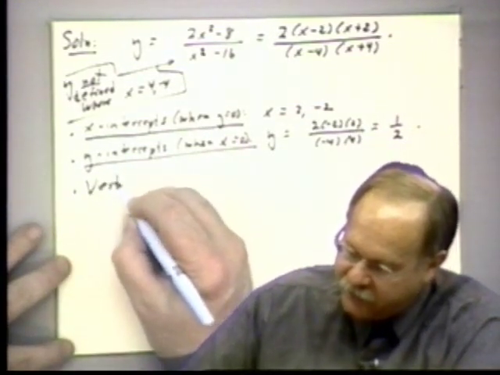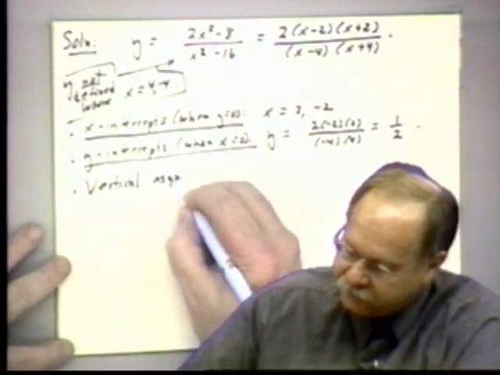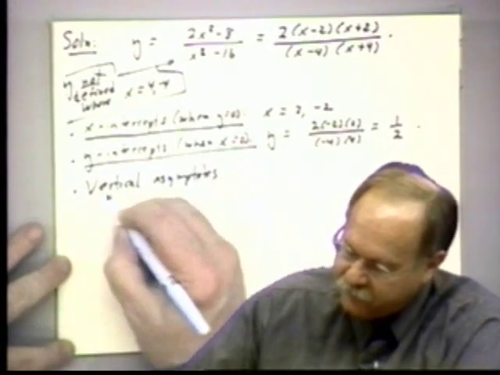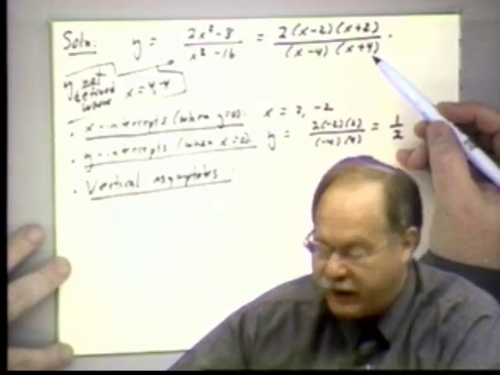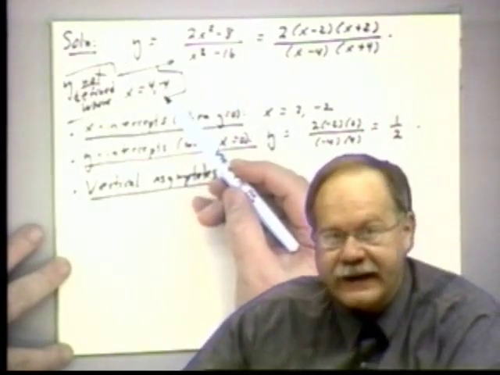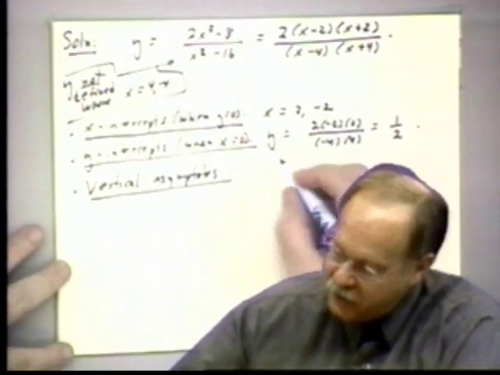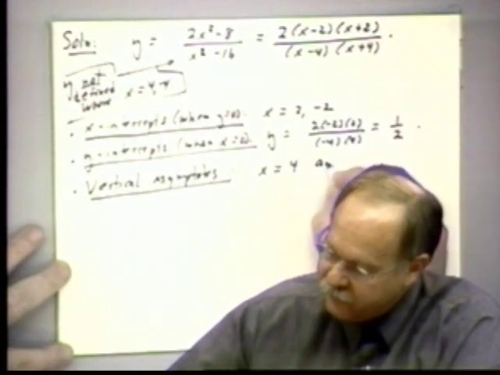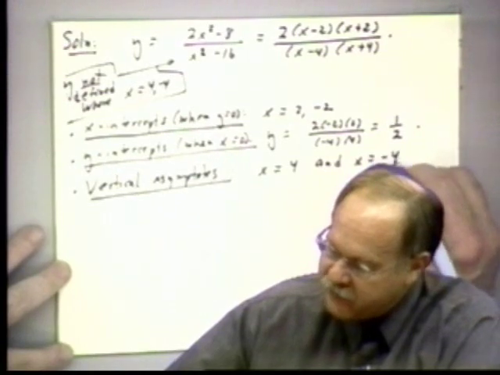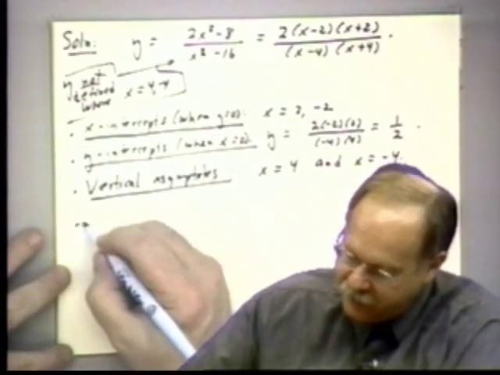Then I will move on to vertical asymptotes. And that will happen whenever the bottom goes to 0. And I already know when that happens. I've already indicated that's where the function's not defined. So those asymptotes, the vertical lines, will be x equal 4 and x equal minus 4. Those are two vertical lines.